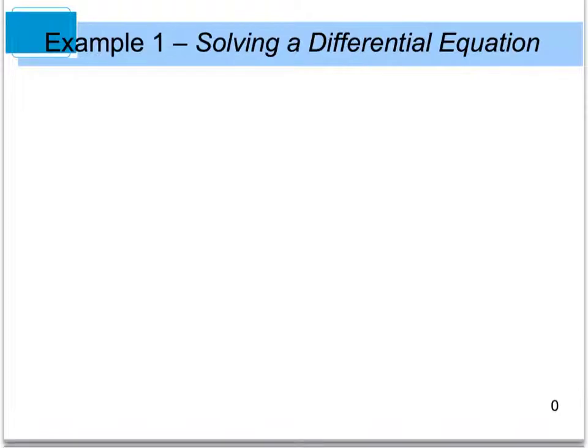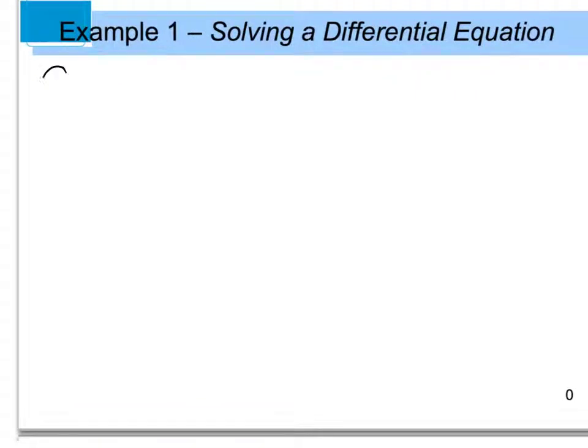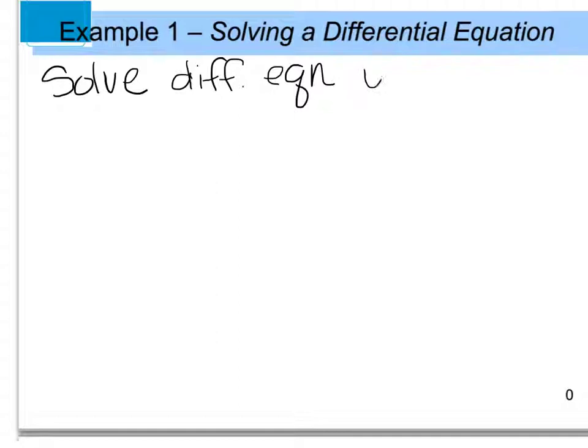And we're going to start off by looking at example 1. Example 1 says to solve the differential equation given y prime is equal to the square root of x divided by 7y. Now, the first thing we want to do is rewrite our equation so that all of the y pieces occur on one side and all of the x pieces occur on the other.